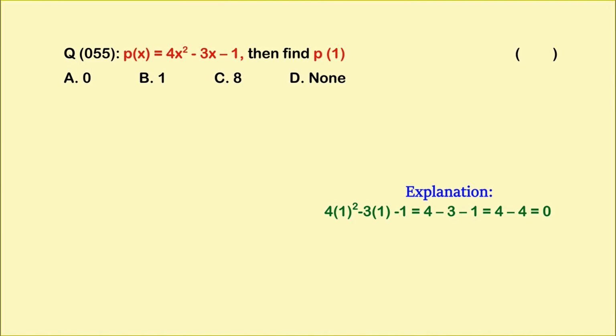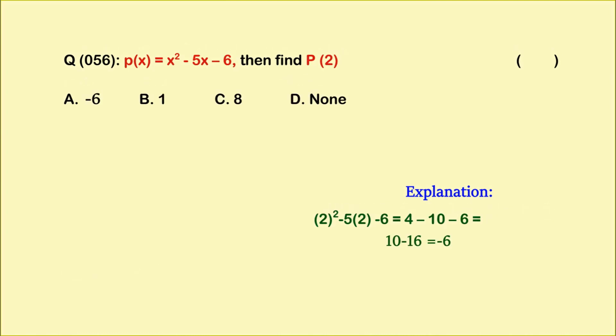Question number 55. P of x is equal to 4x square minus 3x minus 1. Then find P of 1. As you substitute the value of x as 1, we get 4 into 1 square minus 3 into 1 minus 1. By simplifying, we get 4 minus 3 minus 1. So 4 minus 1, that is equal to 0. So A is the right answer.